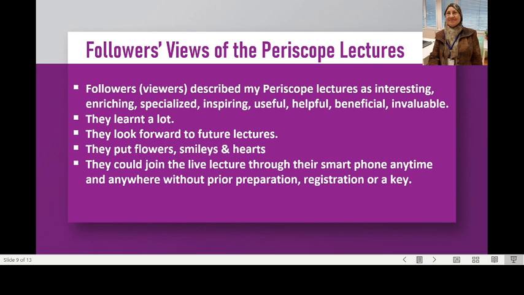it was easy for them to watch the lectures because they could join the live lecture through their smartphone anytime and anywhere without prior preparation. And they didn't need to register. They didn't need a key or anything. They would just go live and watch.